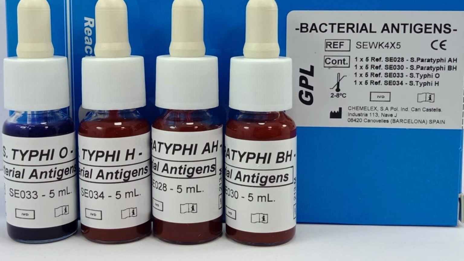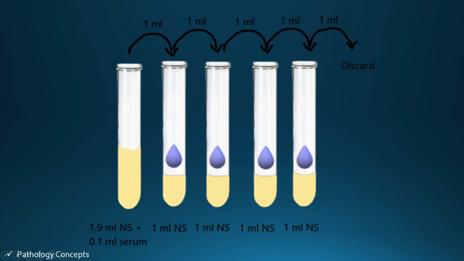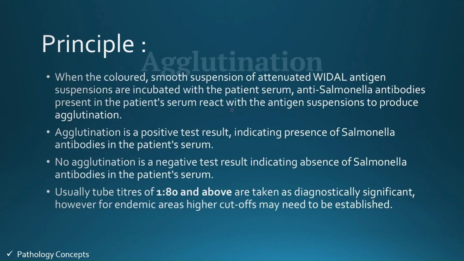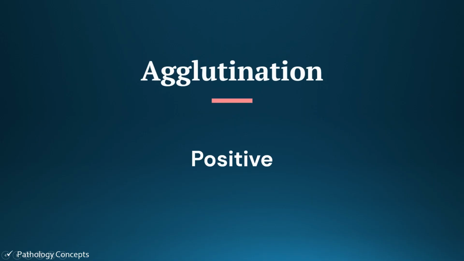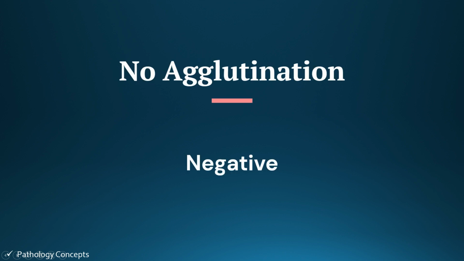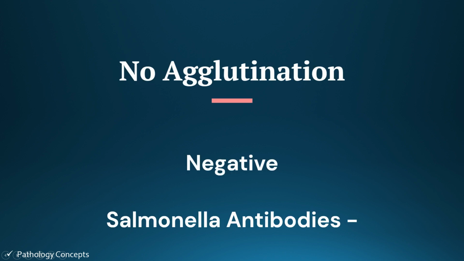So, when the colored and smooth suspension of attenuated Widal antigen suspensions are incubated with the patient's serum, the anti-Salmonella antibodies which are present in the patient's serum react with the antigen suspension to produce agglutination. Agglutination is a positive test result and it indicates the presence of Salmonella antibodies in the patient's serum. No agglutination is a negative test result indicating the absence of Salmonella antibodies in the patient's serum.